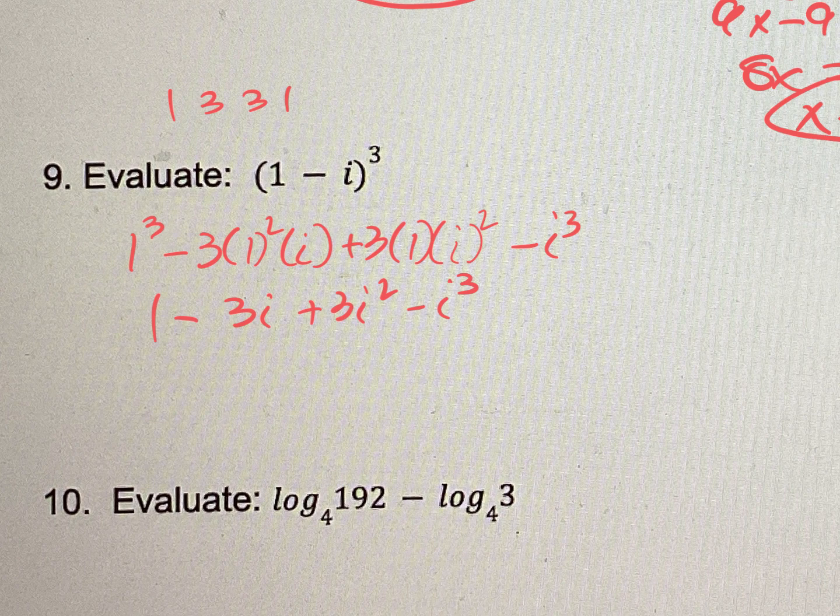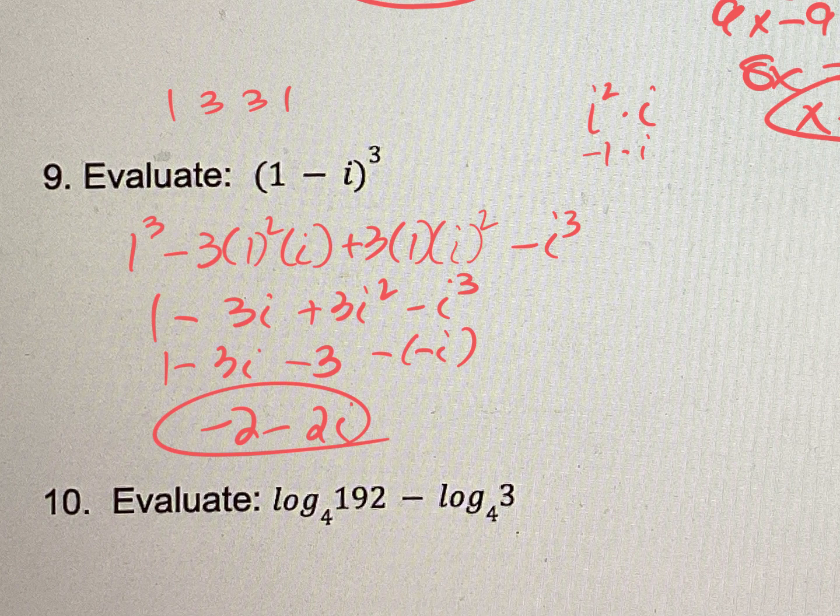Now, you're not allowed to leave any exponent on any i. i squared is really -1, which makes that 3 minus 3. Because i cubed is i squared times i, which is -1 times i, which is just -i. So that last 3 right there, it's minus, so it's really minus -i, which is plus i. So I got the 1 minus 3, -3 plus i is -2i. That was a good one.